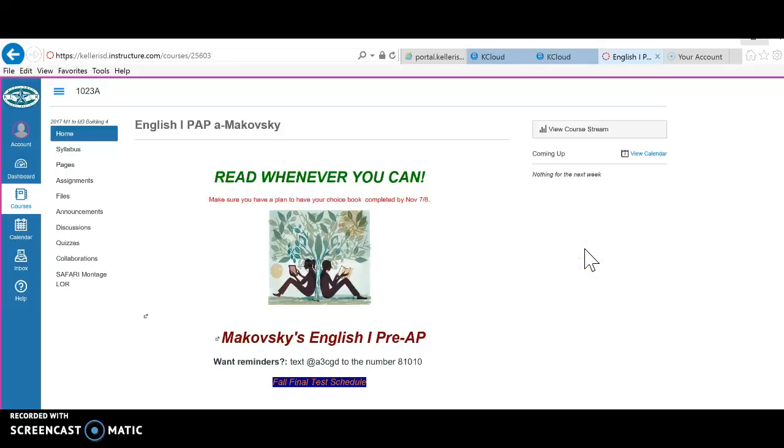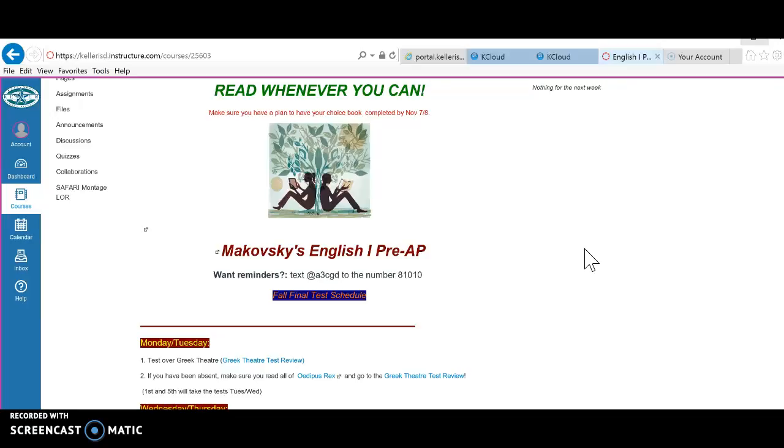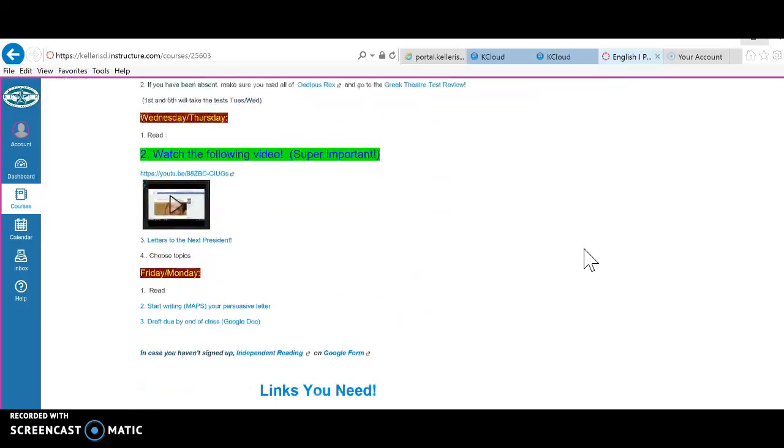All right, so today is drafting day. By this point, you should have gone to your Google form and chosen which topic you're going to be writing your letter to the next president. The next step would be to go down to Friday/Monday.